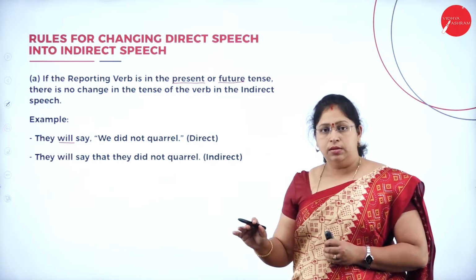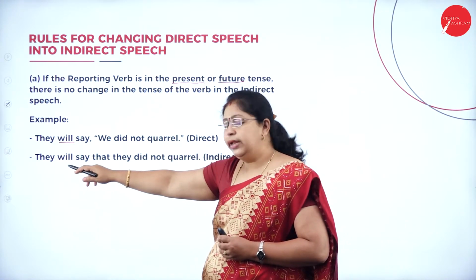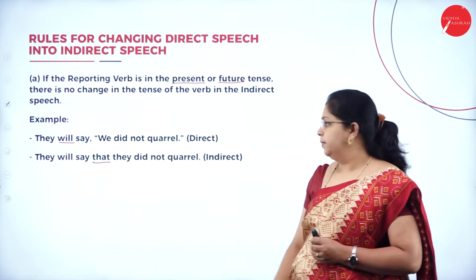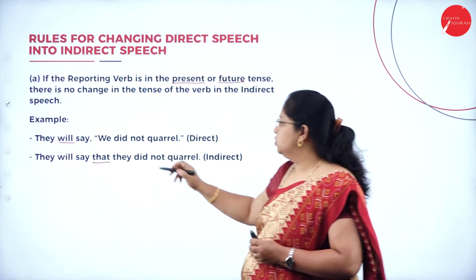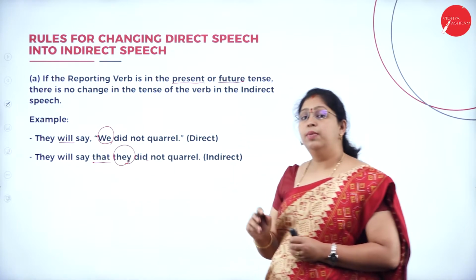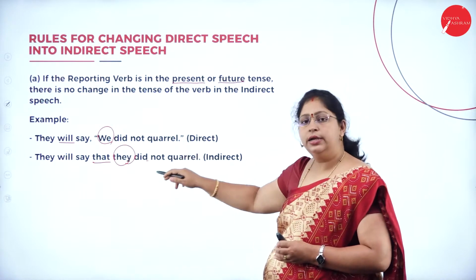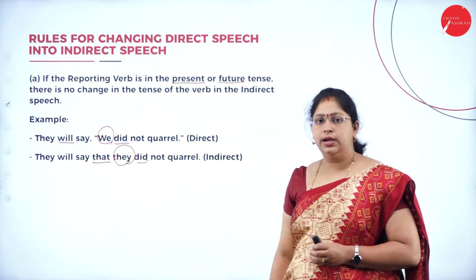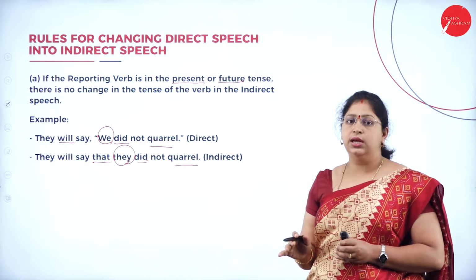This is direct speech. Then, in indirect speech, they will say that. That is added. They did not quarrel. What is the change? Only we becomes they. But is there any change in the verb? Did not quarrel. There is no change in did. Quarrel also is in the same tense. There is no change in the tense.